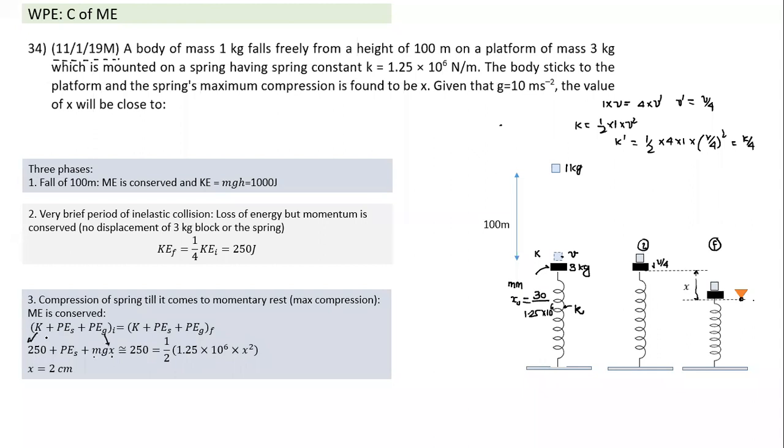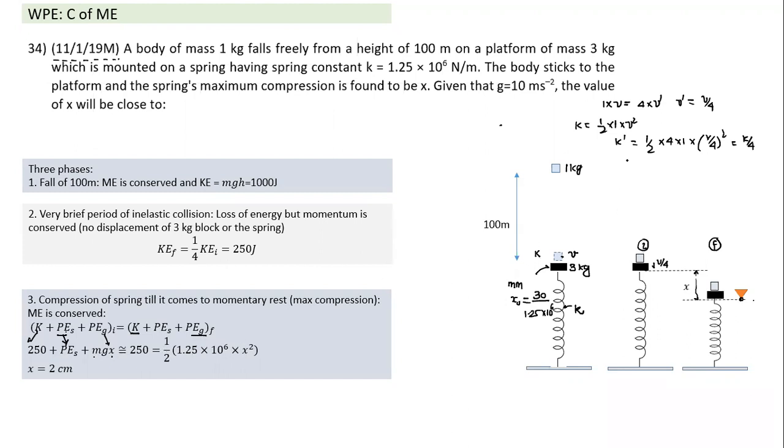Kinetic energy I have written 250. And this is the potential energy already stored in the spring, plus the potential energy of this mass here. That would be equal to the sum of 3 forms of energy in the final state: kinetic energy, potential energy of the spring, plus gravitational potential energy. Kinetic energy in the final state will be 0. Gravitational potential energy is 0. And this will be equal to 1 by 2 kx square.